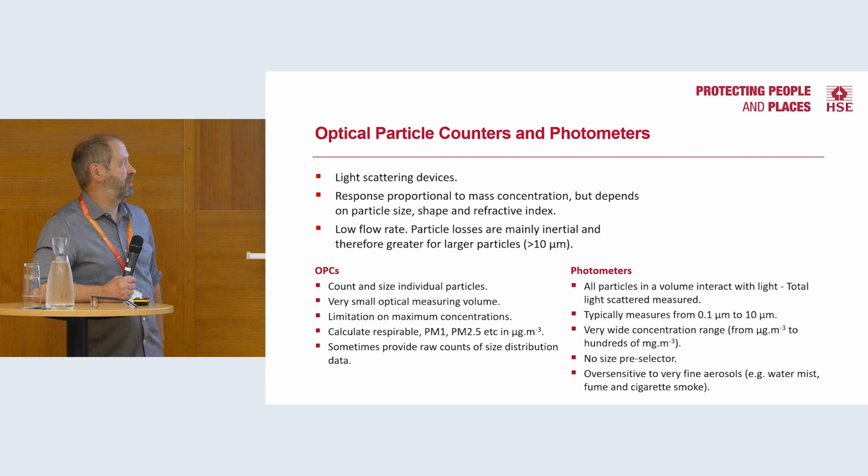Photometers, on the other hand, measure in a volume zone. They have a higher concentration range, but they don't have precise size selection and can be oversensitive to fine aerosols. It means they tend to be better for the small respirable size particle fraction.